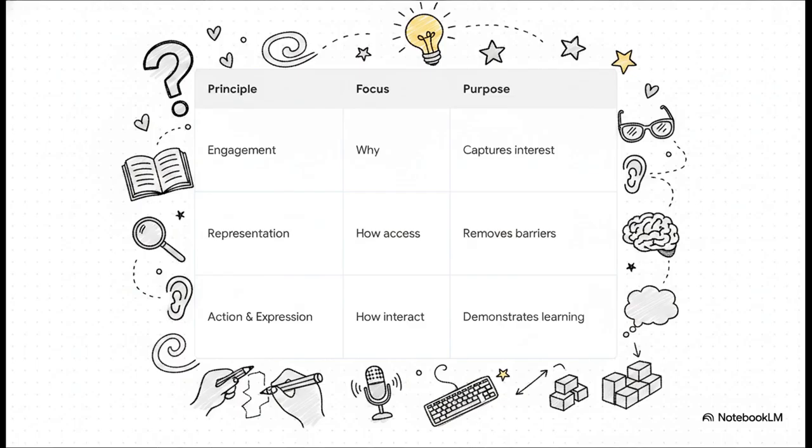First, we have engagement, which focuses on the why of learning. Then there's representation, focusing on how students access information. And third, we have action and expression, focusing on how students interact and demonstrate what they actually know. Now, keep in mind, these aren't just rigid checklists, they are helpful lenses to help us spot and eliminate barriers. Let's break them down one by one.